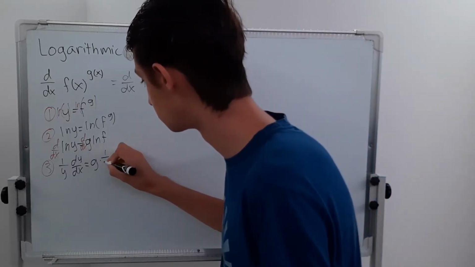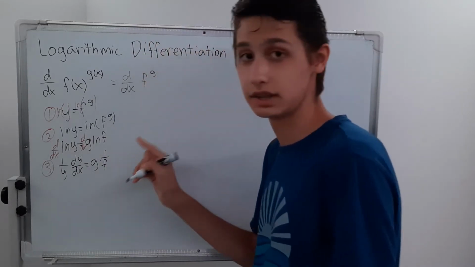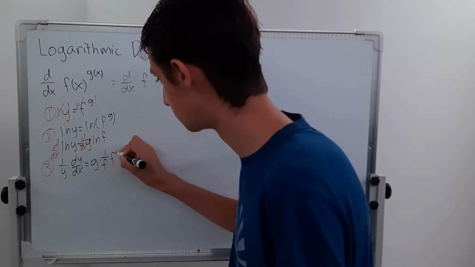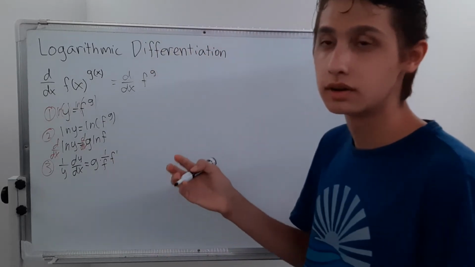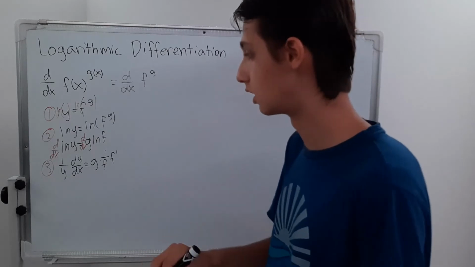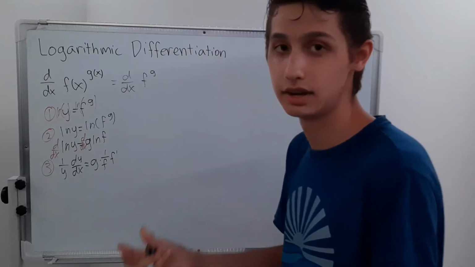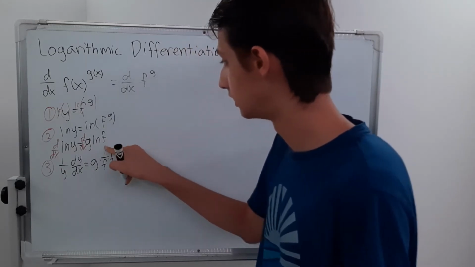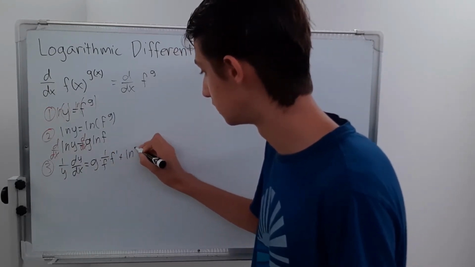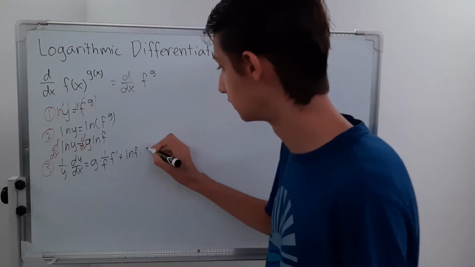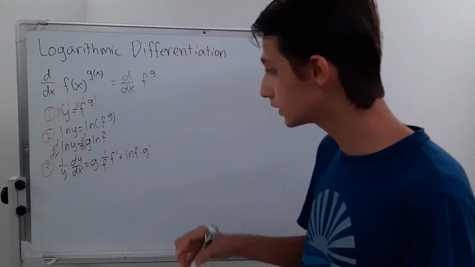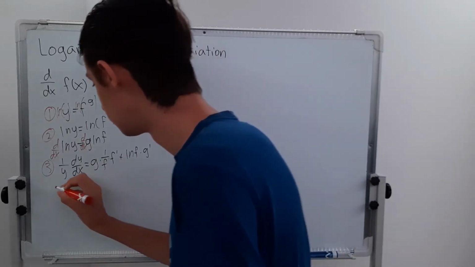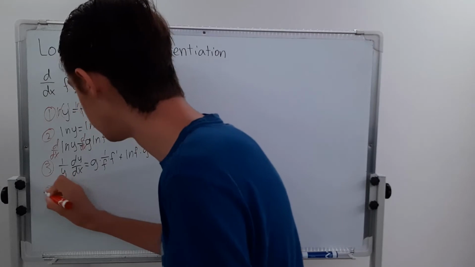So we put 1 over f, but again, because it's the chain rule, we have to multiply by the derivative of our inside, which is just f prime. Okay? We don't know what our functions are, so we're just going to leave them as g and f. And so then we're going to add the ln f, and then we're going to multiply by the derivative of g.